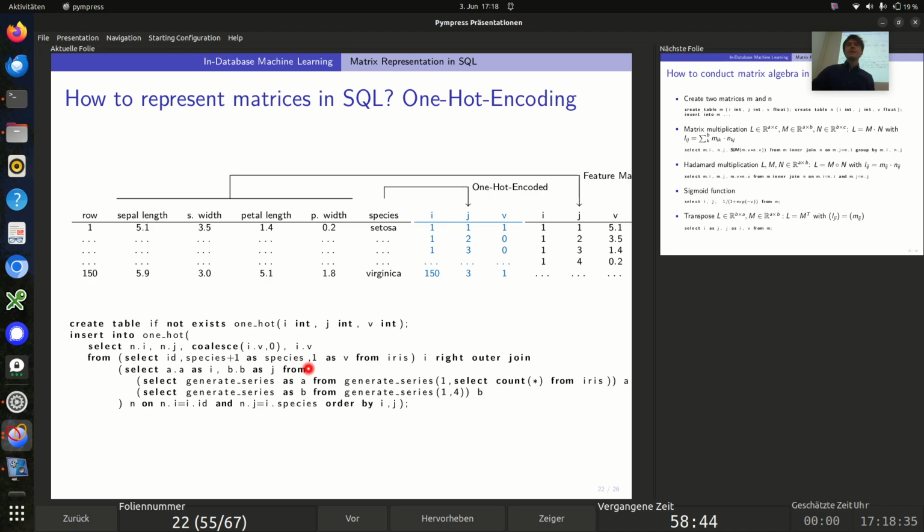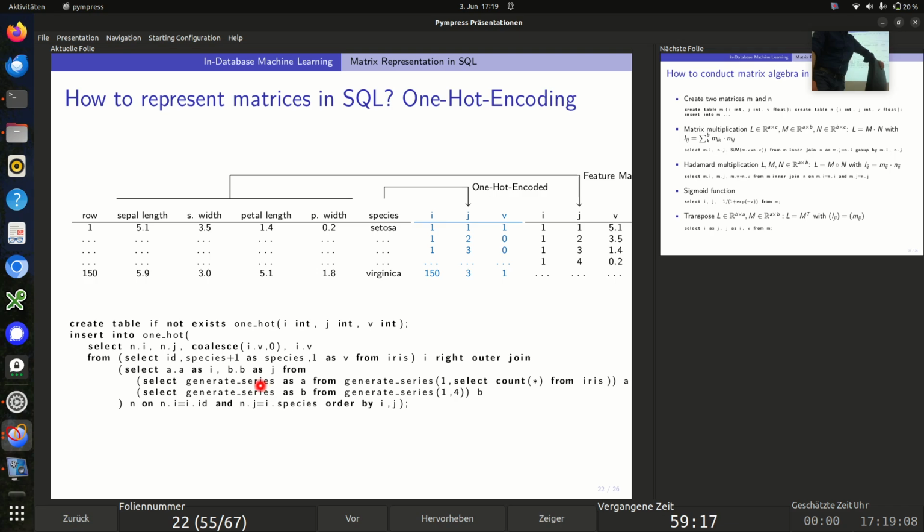And so what I can do then is a right outer join where I substitute all the values that do not exist by 0, and I have my one. I have created a dense matrix, also including the 0 entries. Okay. So that's actually how we can do one-hot encoding in SQL.